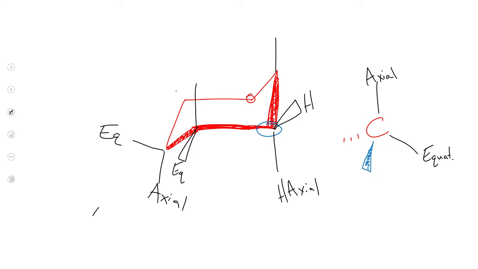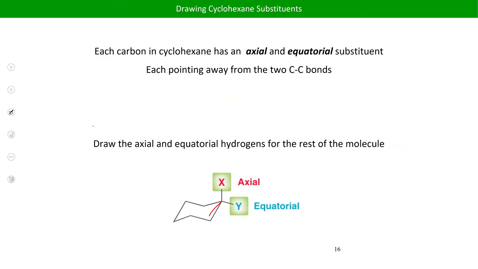And the other way to do this: basically every single carbon is going to have an axial and equatorial, and the axials alternate. If you drew this axial up, this axial is going to go down. This axial is going to go up. This axial is down. This axial is up. This axial is down. And then once you can find the axial ones, the equatorial are always going to be sticking away from everything else.